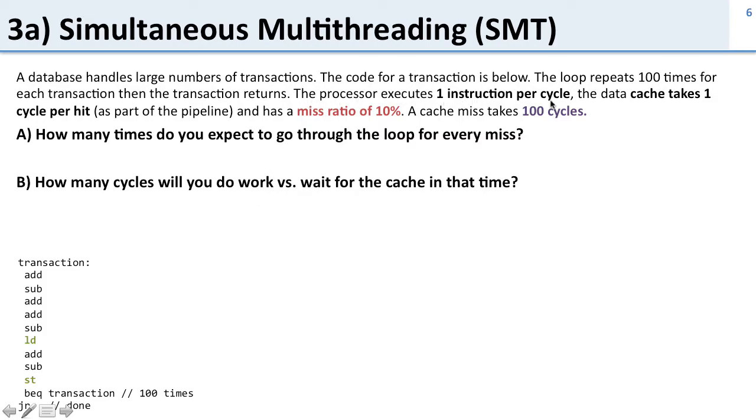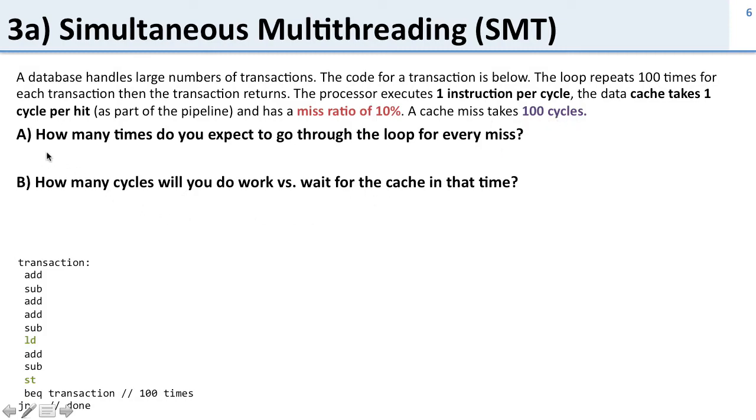The processor does one instruction per cycle, and the data cache takes one cycle per hit. That means that the memory stage of our pipeline is just one cycle if there's a hit, but our cache has a miss ratio of 10%. So every time we miss in the cache, it takes 100 cycles to get the data back.